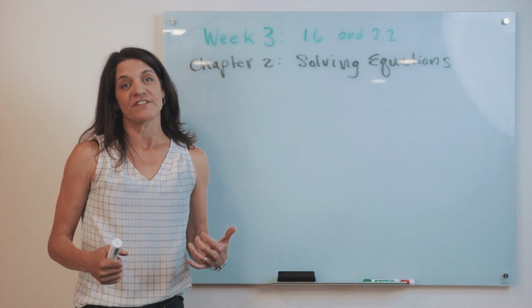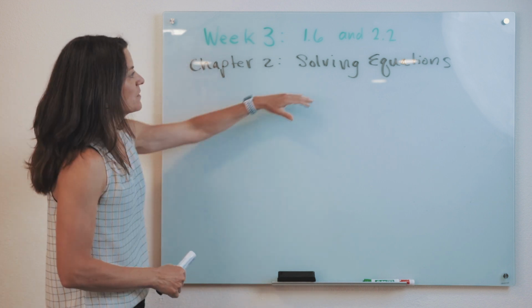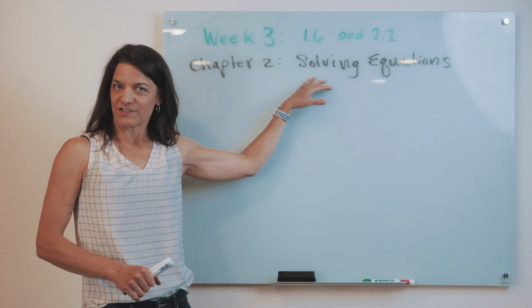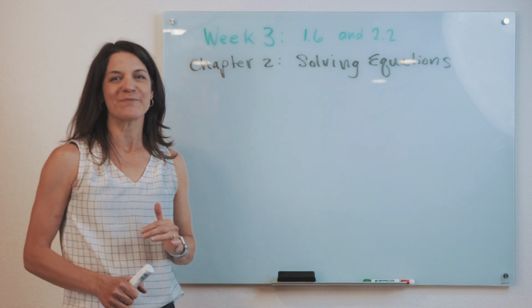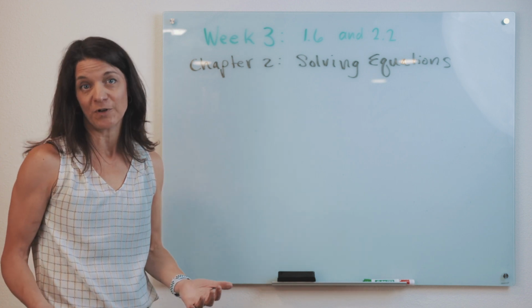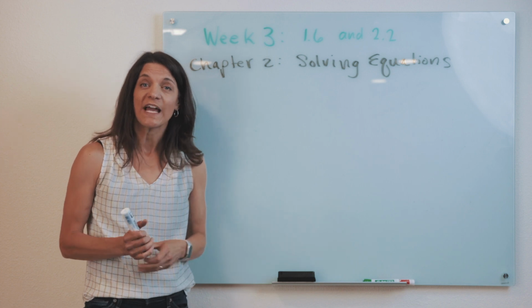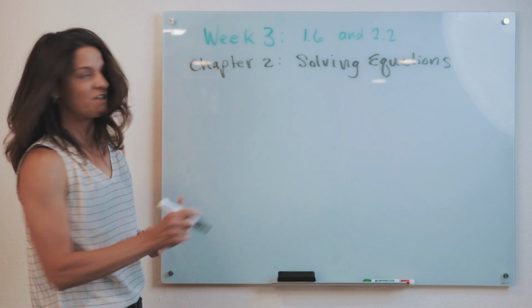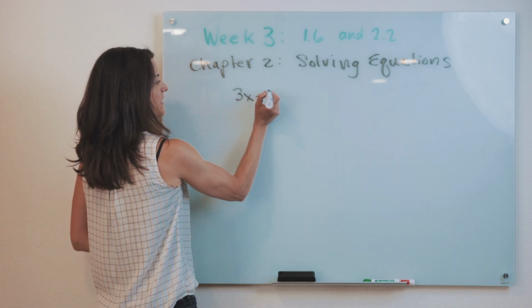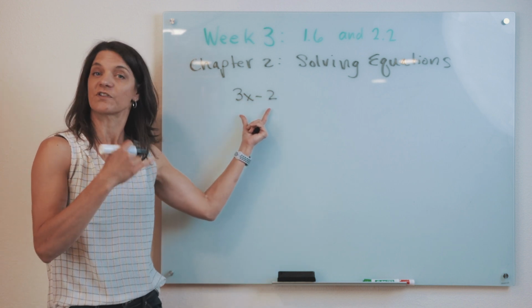This week we're going to dive into chapter 2, and we're skipping to section 2.2 because that is where we start solving equations. Up to this point, we have not been able to solve for our unknown. We have not been able to solve for our variable. And that's because we haven't started off with equations. We've only had expressions such as 3x minus 2.